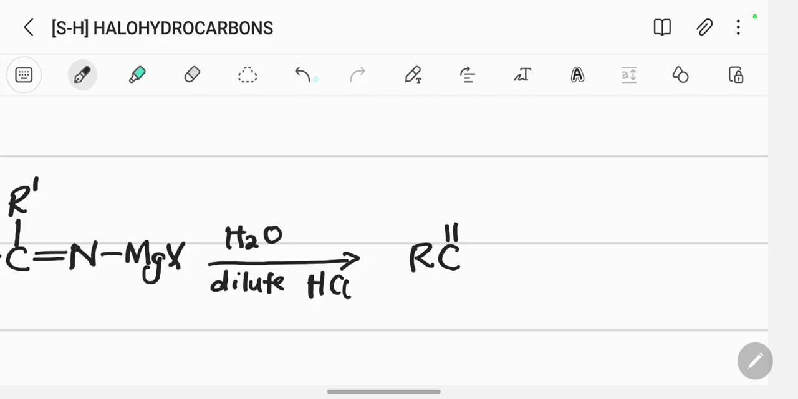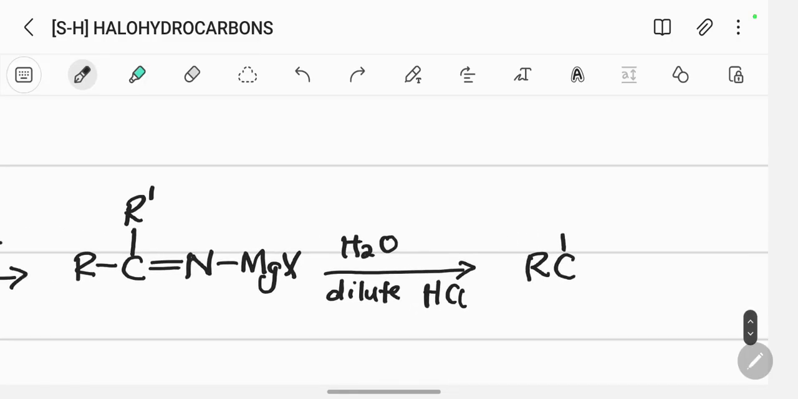So I'm going to end up with R, then R prime, double bond, nitrogen, and that nitrogen is going to be taken away such that we end up with oxygen there.